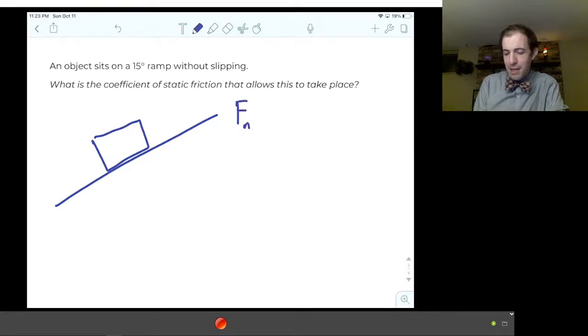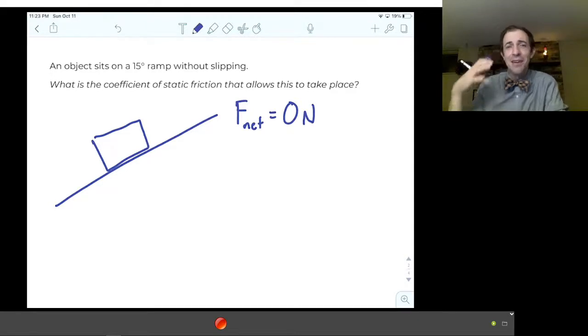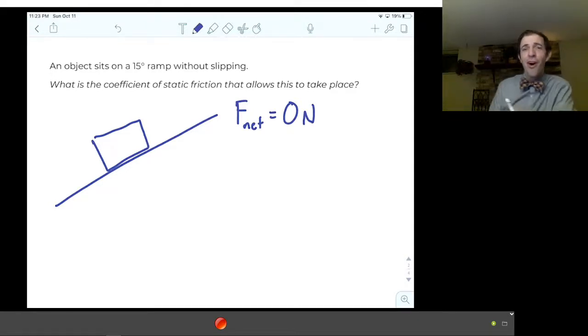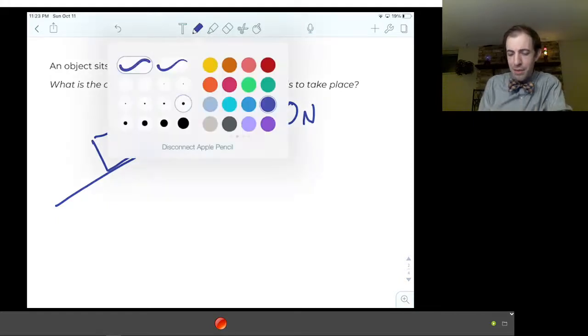So just to remind myself, because I'm going to need this later on, I know that this scenario dictates a net force of exactly 0 newtons. So all of the forces should cancel out. That is going to become really, really helpful for me in a little bit.